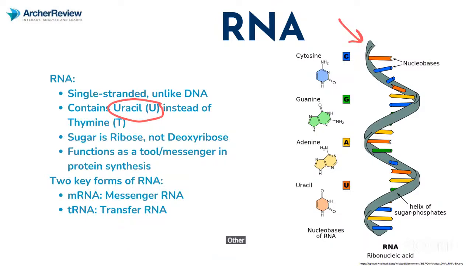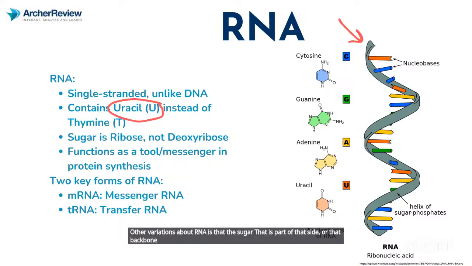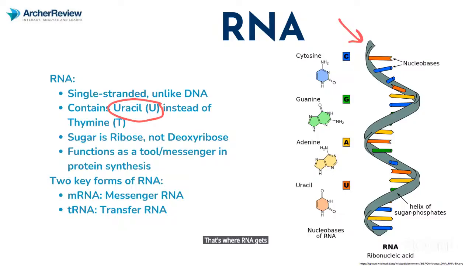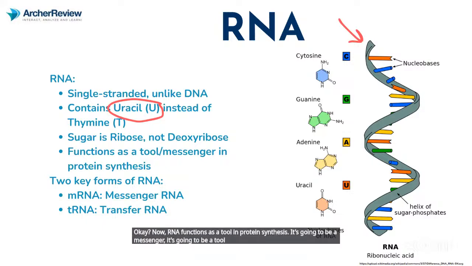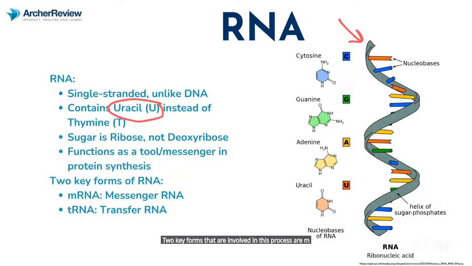Other variations about RNA is that the sugar that is part of that side or that backbone of the structure is ribose, not deoxyribose. That's where RNA gets its name, ribonucleic acid. R stands for ribose. Like DNA is deoxyribose nucleic acid, okay? Now, RNA functions as a tool in protein synthesis. It's going to be a messenger, it's going to be a tool. It's essentially a multifaceted molecule that's offering several jobs to assist with protein being built. Two key forms that are involved in this process are mRNA, messenger RNA, and tRNA, or transfer RNA.